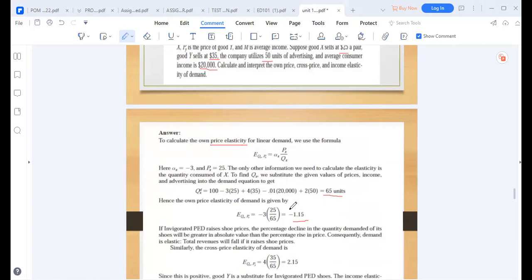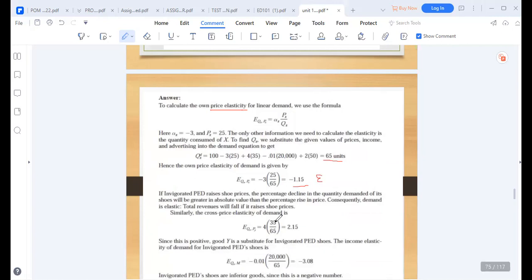So comment here, what is it? Is it elastic or inelastic? It's elastic. It's elastic, correct. Then for the cross price elasticity, 4 times 35 over 65, it will be 2.15. Here, don't comment whether it's elastic or inelastic. Since it's cross price, our comment should be whether it's a substitute or a complementary good. So we have a positive there. Is this a substitute or a complementary good? It's a substitute. Yes, a substitute because positive.